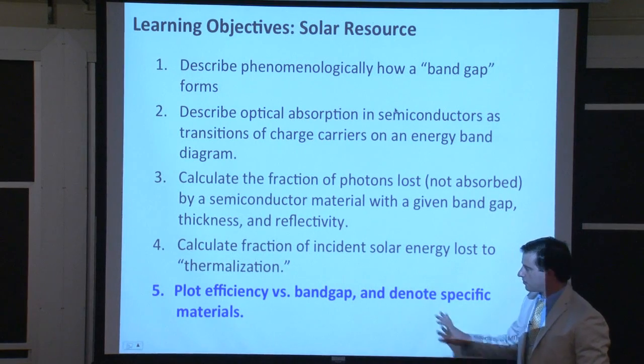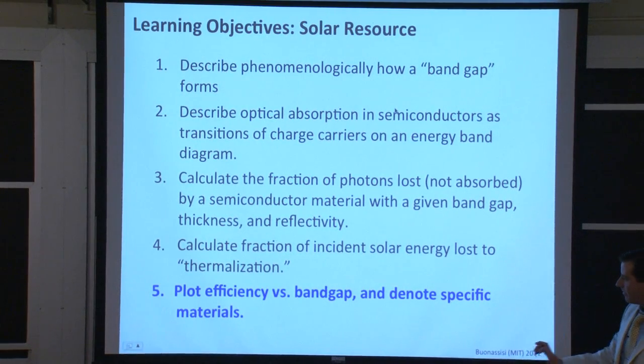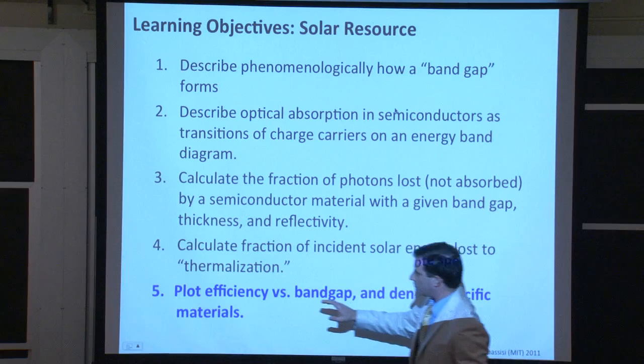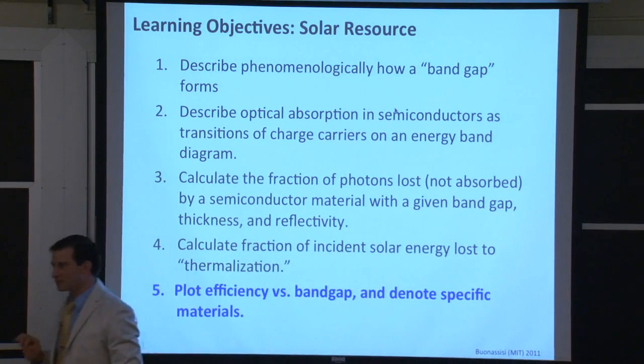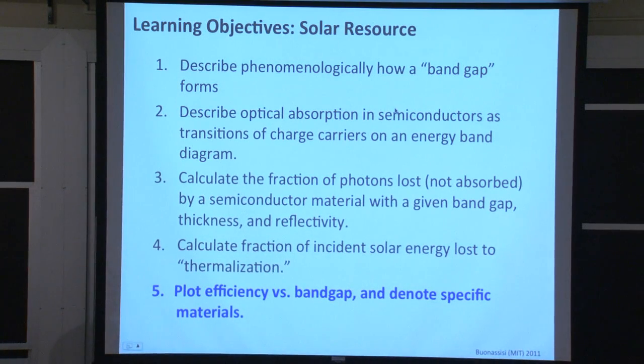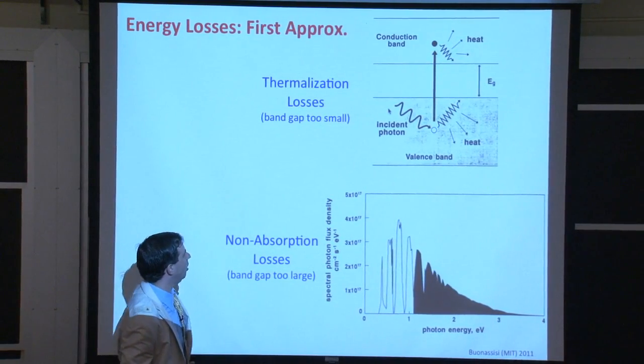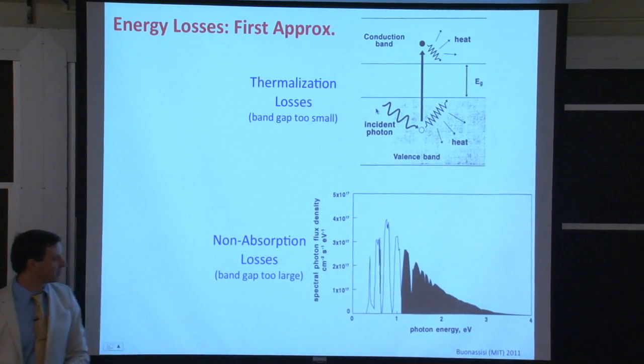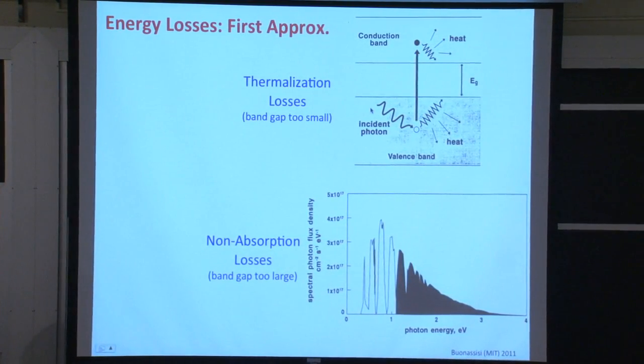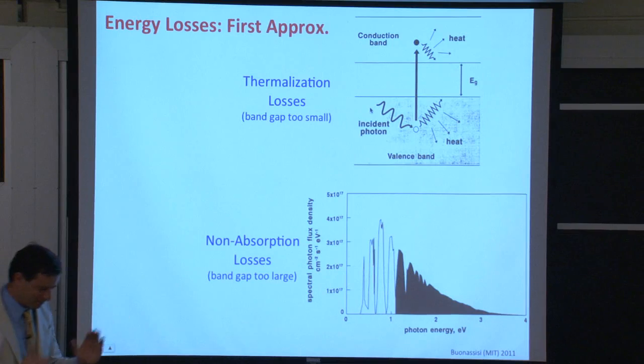So now if we have the solar spectrum and we know the band gap of a semiconductor, we should be able to do a very cursory plot of the efficiency versus band gap energy. So again, we have thermalization losses when the band gap is too small, and non-absorption losses when the band gap is too large. And let's just do an absurd thought experiment.